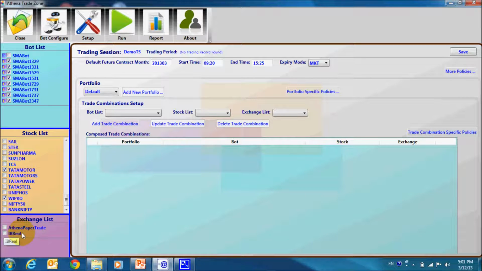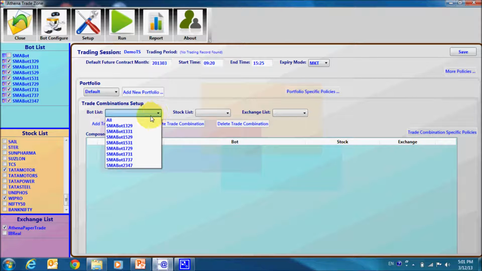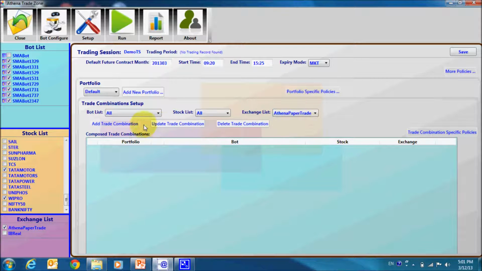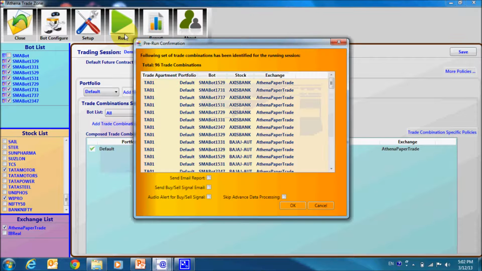In order to execute, we need an exchange. We have a virtual exchange for the same, Athena Paper Trade. To select all permutations and combinations, we can select all and add them to the trade combination list. Now let us run this session.